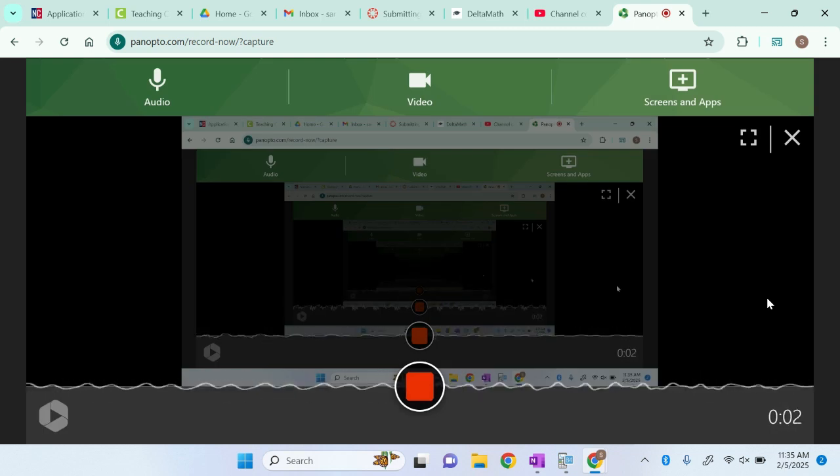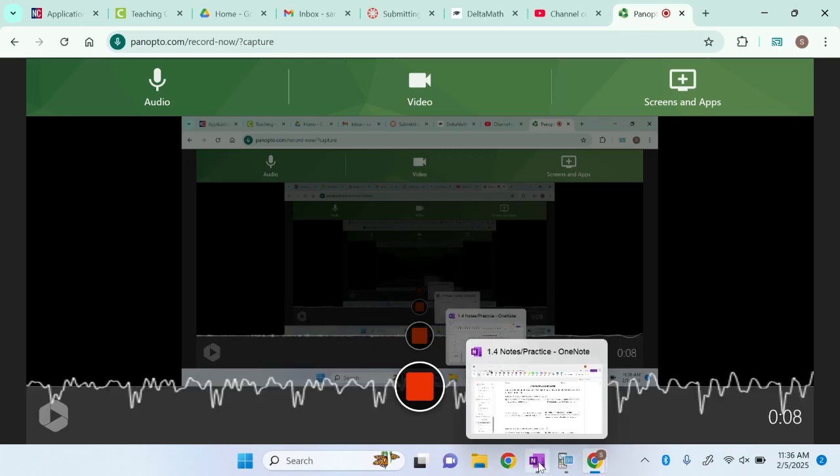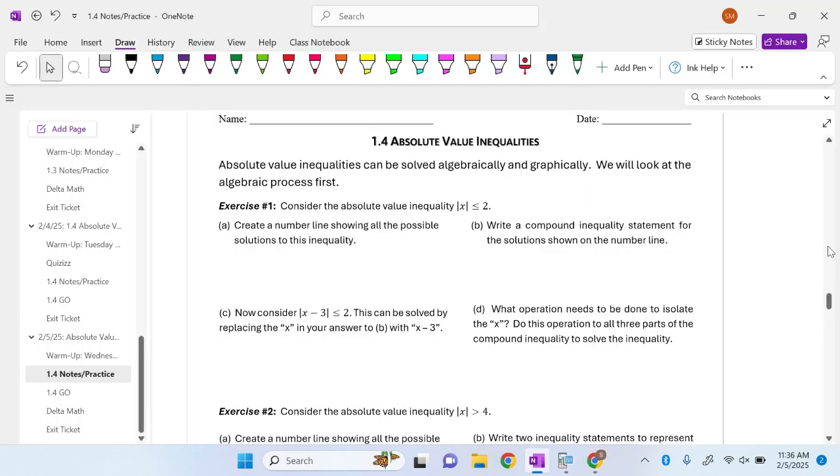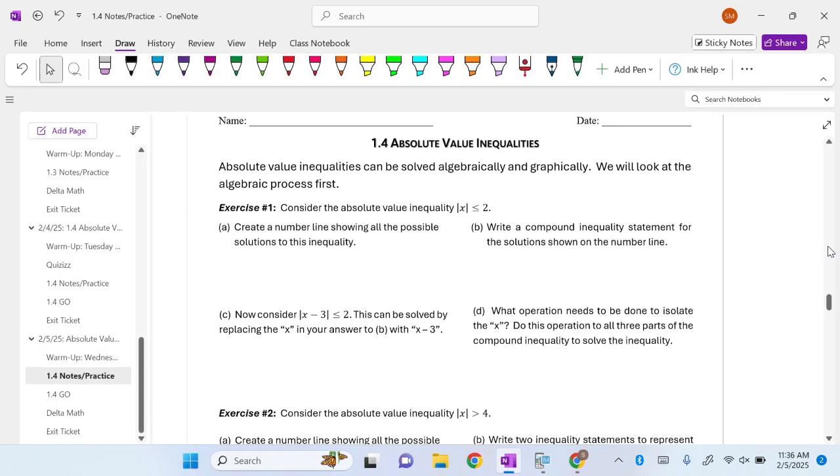So today we're talking about the inequality side of it. A lot of these processes are going to be the exact same as yesterday, but some of them change slightly. All right.